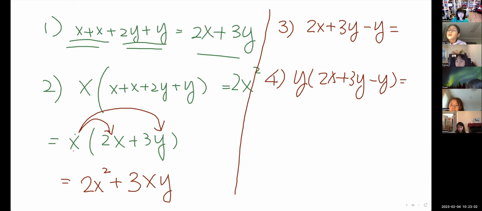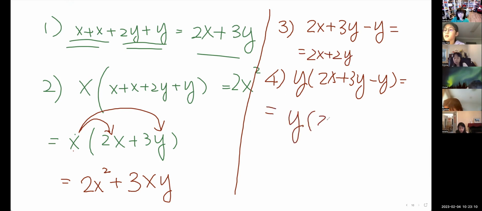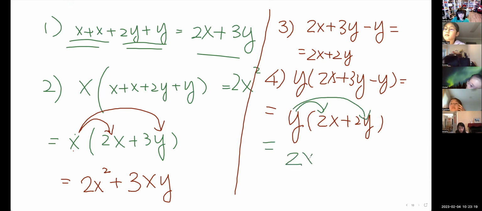Okay, so let's take a look at this one. The first one is pretty easy. It's 2x plus 2y. Everybody, don't you get it right? Okay, so the second one is y times 2x plus 2y. I want you to have the arrow here at the very beginning to help you. So equals 2xy plus 2y squared.